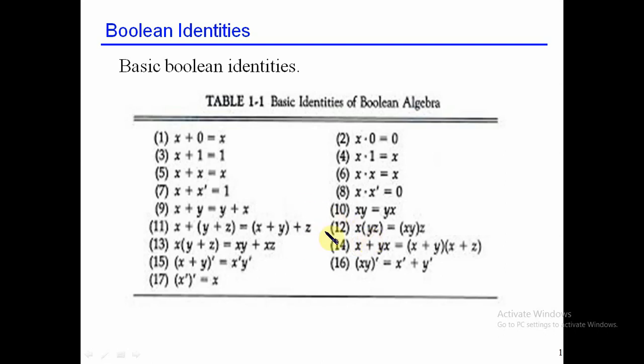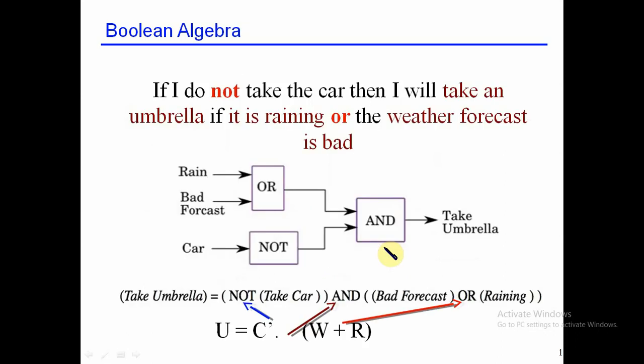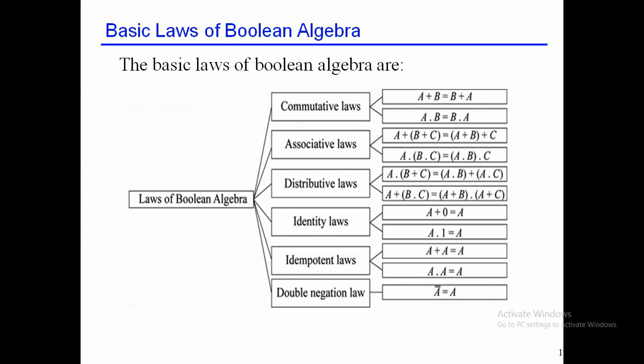These are the laws given in detail. See the details here. Here are the detailed laws. The necessity of these laws is that they are very important to reduce equations. These are some basic laws. Here we take and draw one tree diagram of some Boolean algebra laws: commutative law, associative law, distributive law, identity law, idempotent law, double negation law.